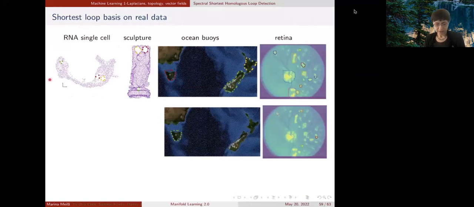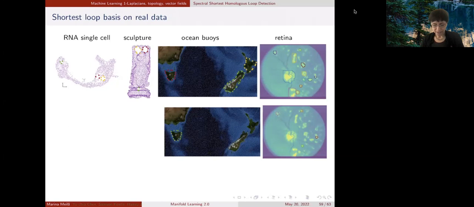And this is an RNA single cell experiment, which gives us a non-trivial topology. This is a sculpture. This is the ocean buoy set in a place where there are islands. So therefore, we need to find loops. And this is actually a vision data set. And here we use a different complex. We use the cubic complex. So our theorems are also useful for the cubic complex. What is below shows basically what happens if we don't do the independent component analysis, if we use the original vectors. Many of the loops are missed.